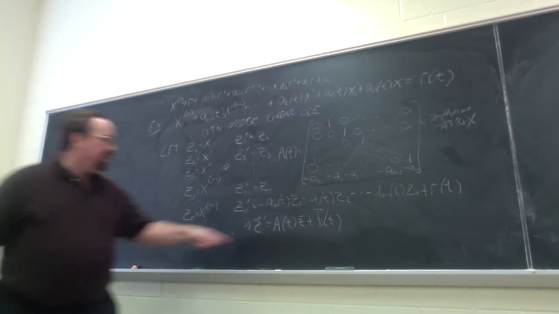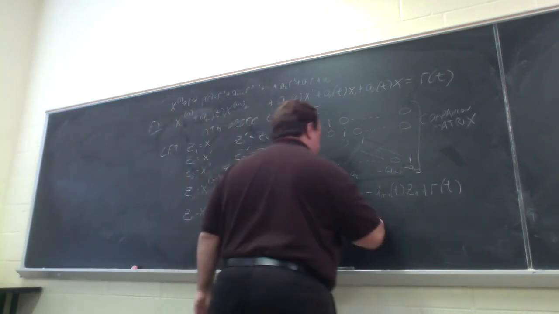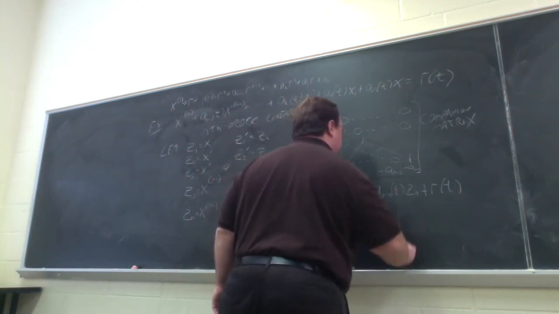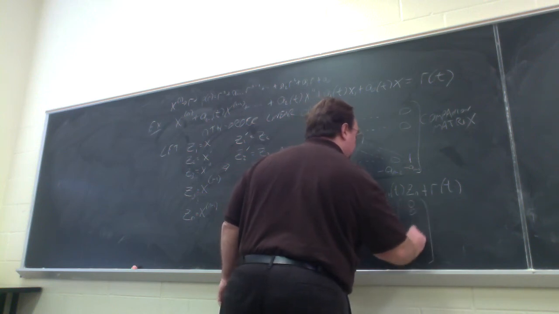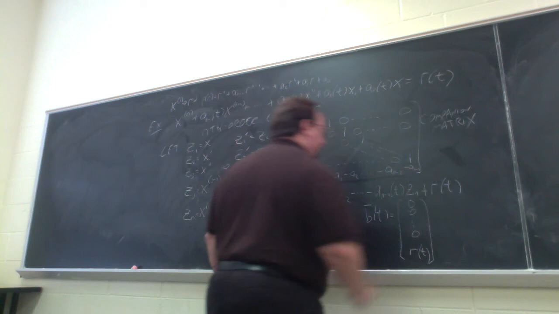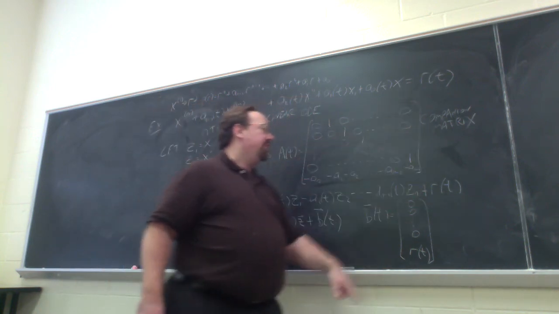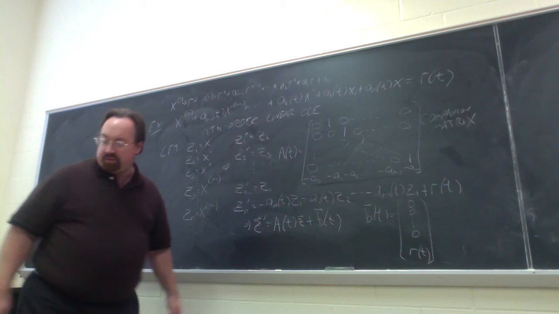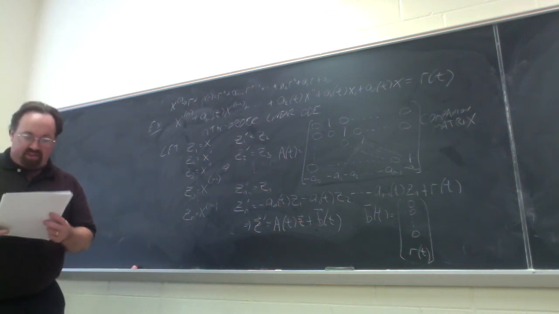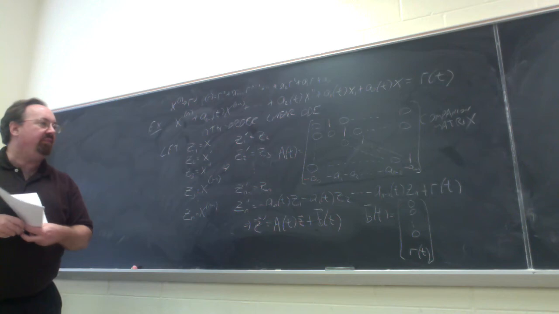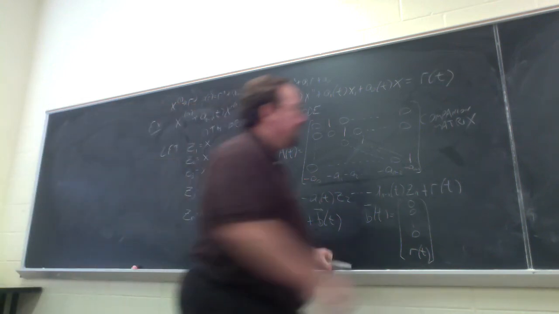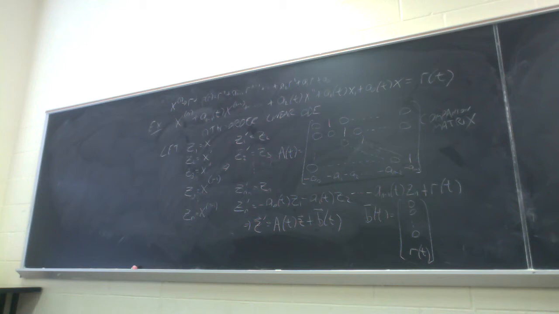And then this vector here, b of t, is a vector that has all zeros except for the last entry, that is this term r of t. That only shows up in the last equation of your system. Okay. And let's do a simple example of that involving a second order equation.